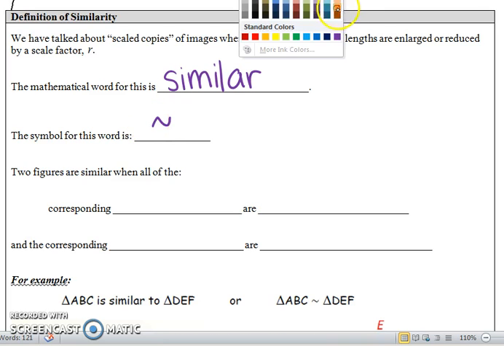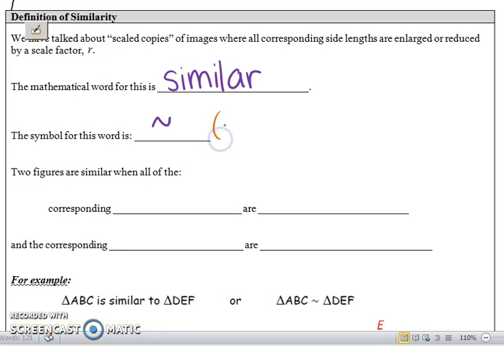So let me write that down here. So a similar shape is the same shape, but of a different size.